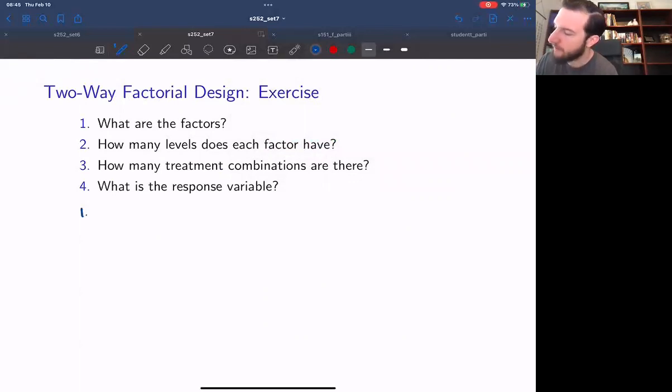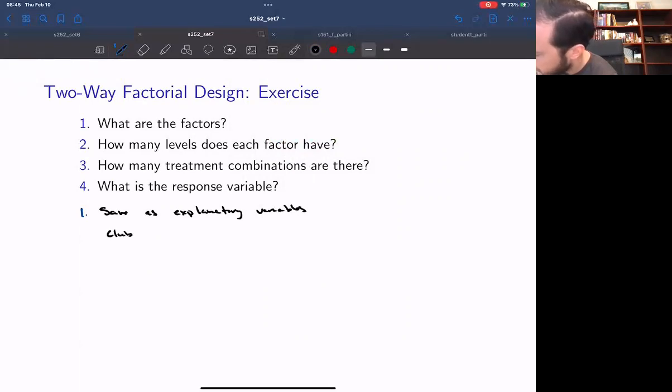Okay, so what are the factors? The factors are the same thing as the explanatory variables, just for clarity. So our two factors are club type and golf ball brand.